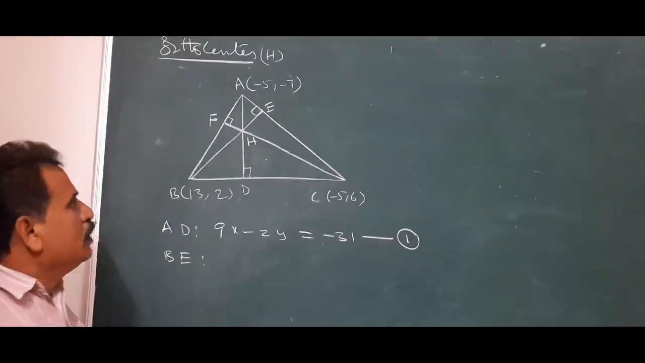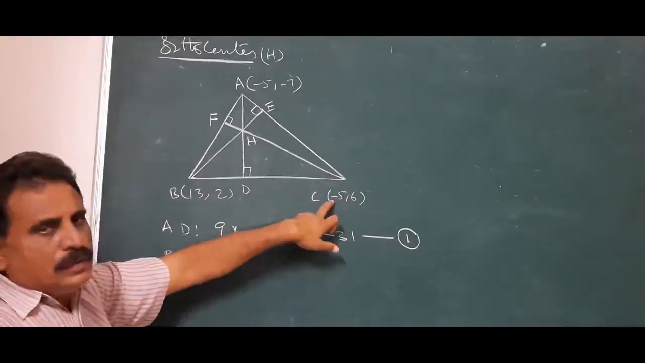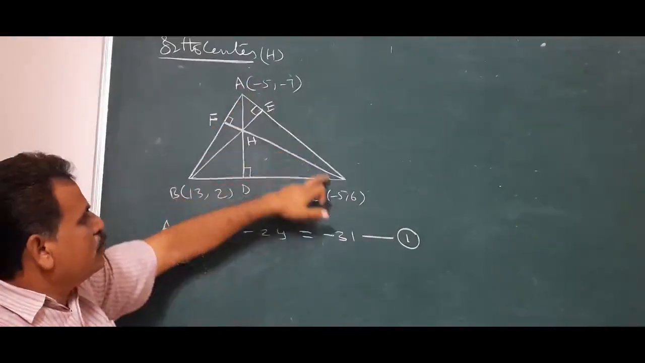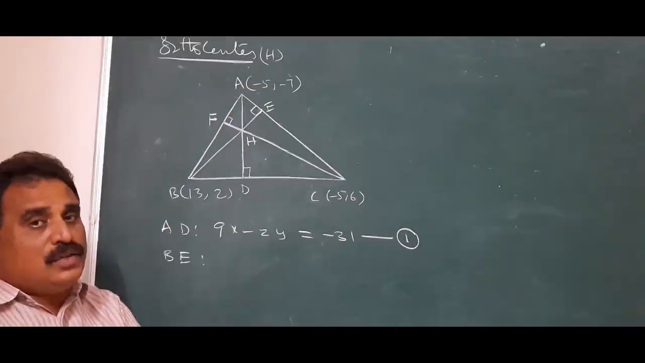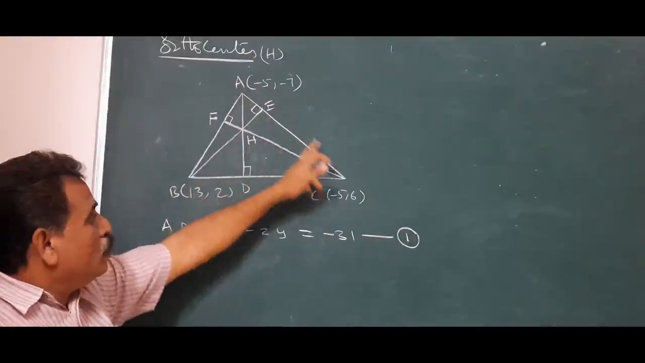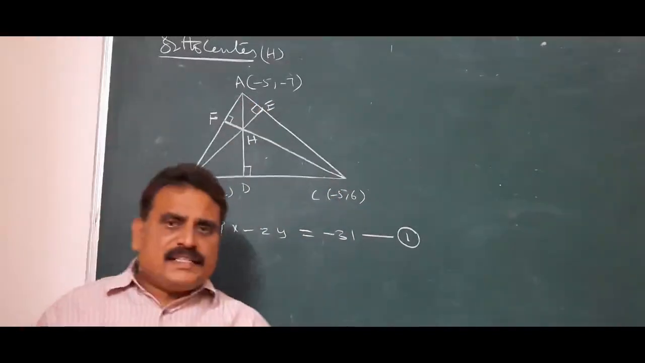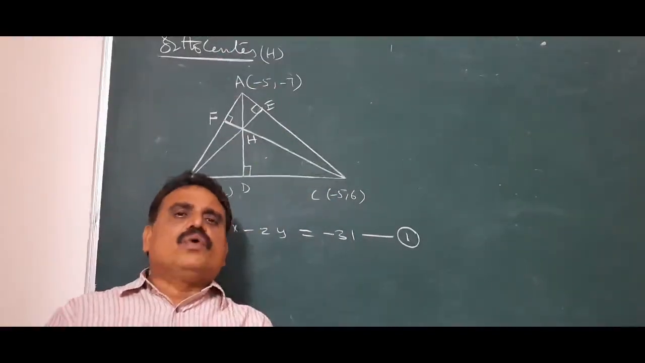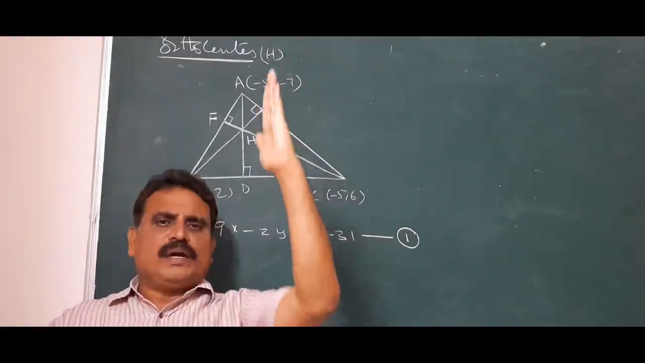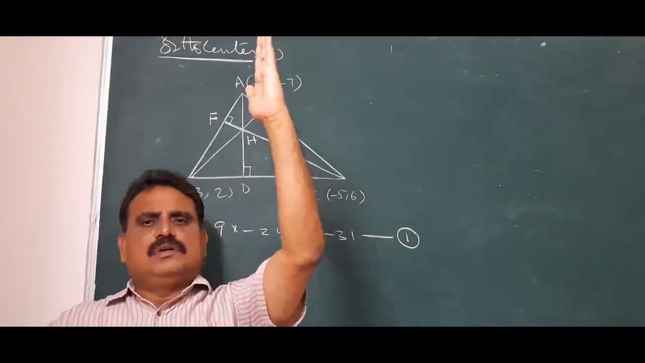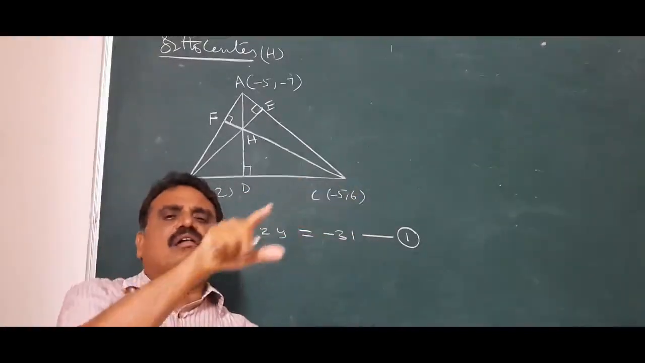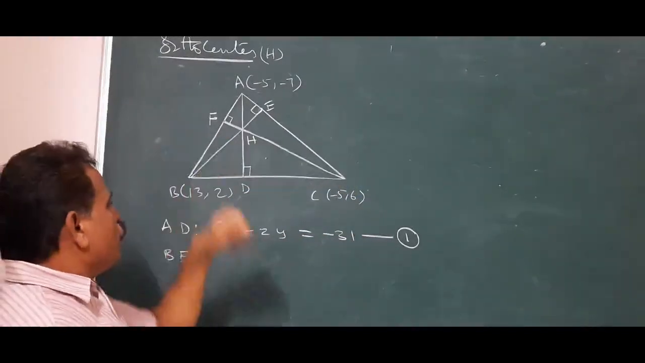Observe here. A and C, you observe. Equation of AC, directly you can observe that A and C have the same x coordinates. Directly, equation of the line is x equal to minus 5. X equal to minus 5 is a vertical line. Perpendicular line is a horizontal line. That means y equal to constant.